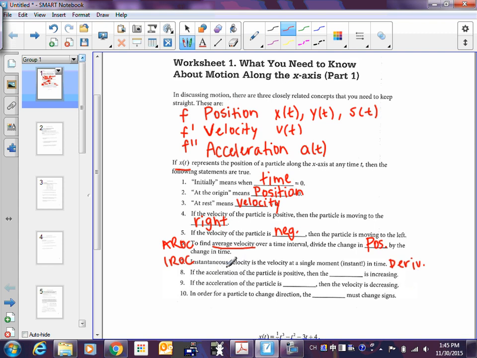Okay, what about if the acceleration of the particle is positive, or you're accelerating? Then what is increasing? I'm going to go ahead and use velocity. We're going to talk about speed tomorrow and how that's a little different than velocity. Today we're just going to stick with velocity.